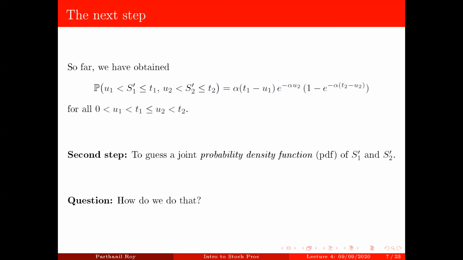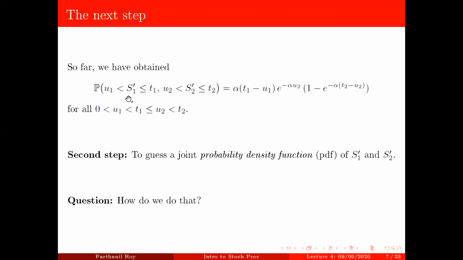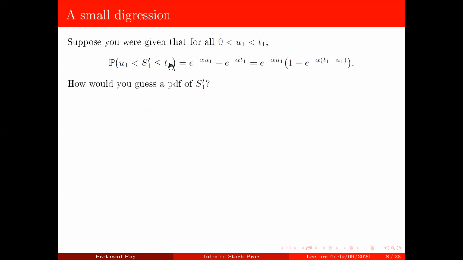Let's recall what happens in one dimension. Okay, this is a small digression on the one-dimensional case. Suppose, instead of giving you this joint probability, I gave you this marginal probability of S1 dash being between U1 and T1 to be equal to this, which is in turn equal to this. Then how would you guess a PDF of S1 dash? A PDF is not unique. That's why you will always write a PDF. How will you guess a probability density function of S1 dash?